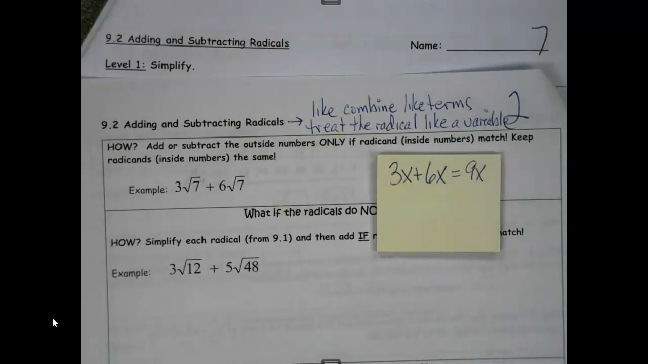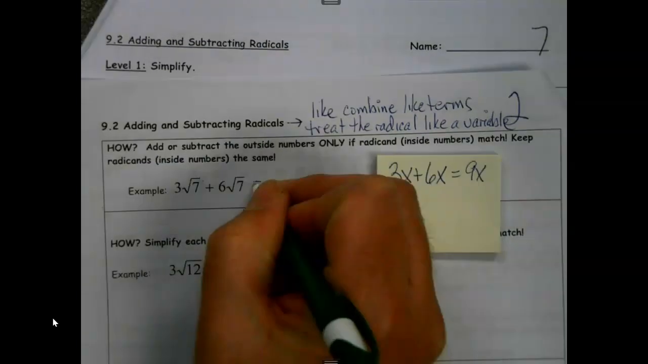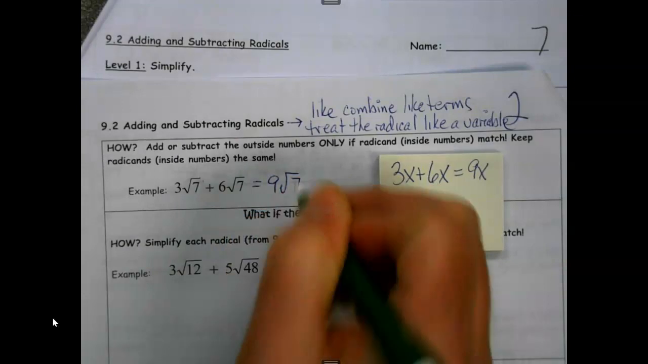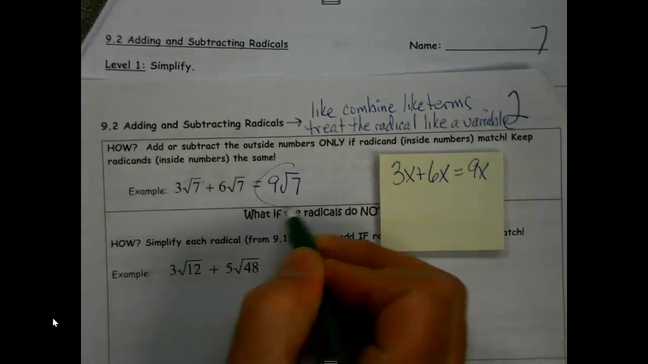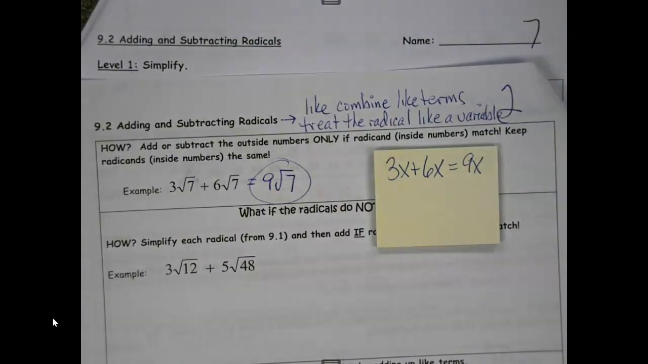It's the same idea when you're adding or subtracting a radical. If the radicals are the same, and they are here, they're both 7, we're just going to combine like terms. We're going to do 3 plus 6 is 9, and leave the radical alone. And that's it. There is nothing else fancy that I'm trying to do here. We're just going to work it and do it that way.